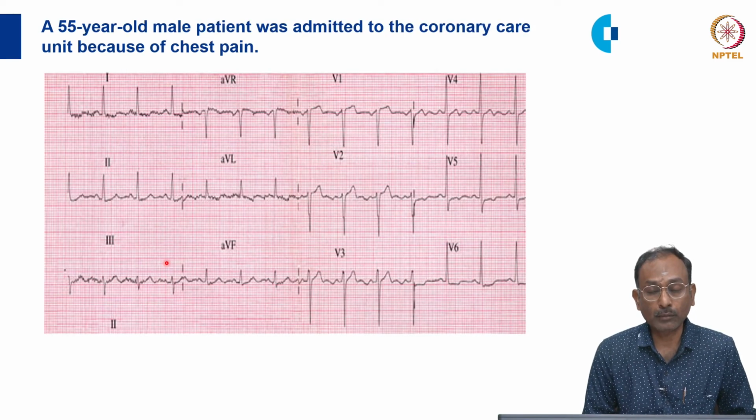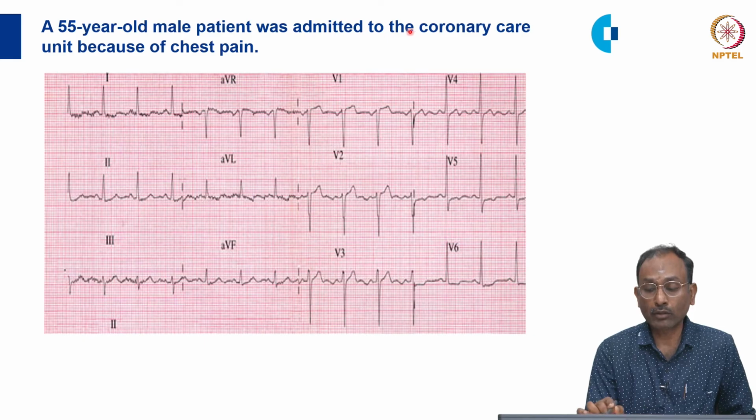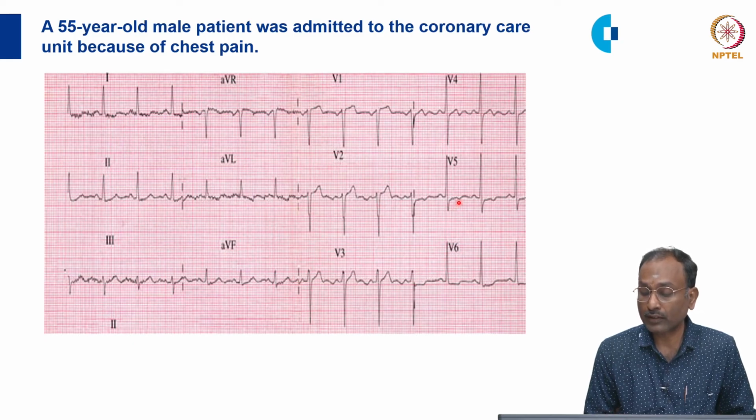Now, moving on to some of the case scenarios. So, this is a 55-year-old male who was admitted to the coronary care unit because of chest pain. So, this is the index ECG, that is the first ECG when the patient was admitted to CCU, and this ECG did not show any significant change except for a small T-inversion in V5 and V6.